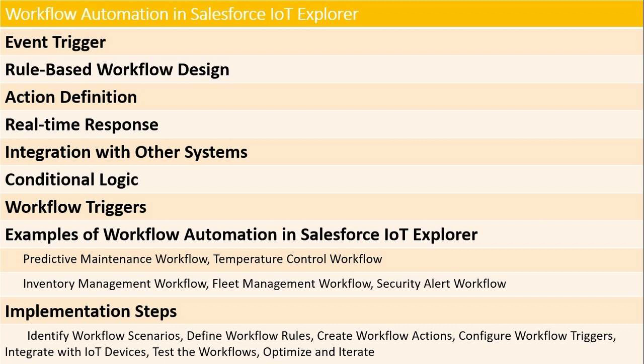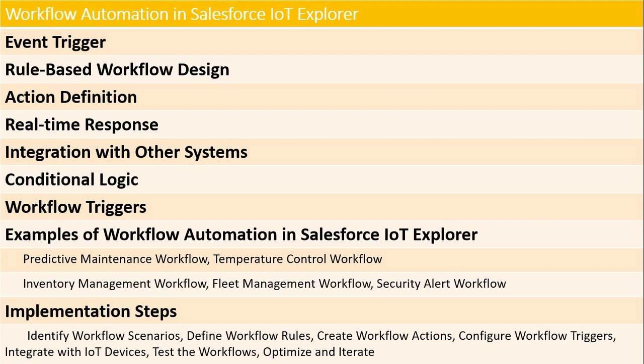Parallel and serial execution. Overview. Workflows can be designed to execute actions in parallel or sequentially. Details. Depending on the complexity of the use case, workflows can be structured to perform actions concurrently or in a specific sequence, allowing for flexible and efficient automation.